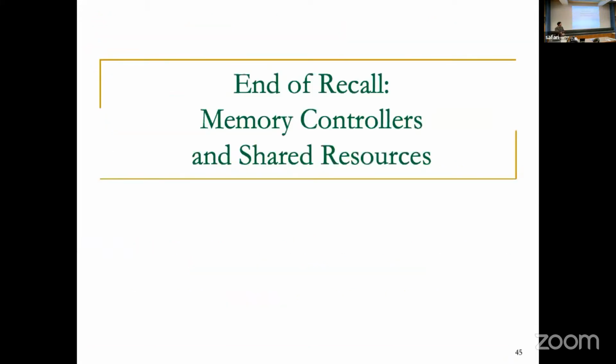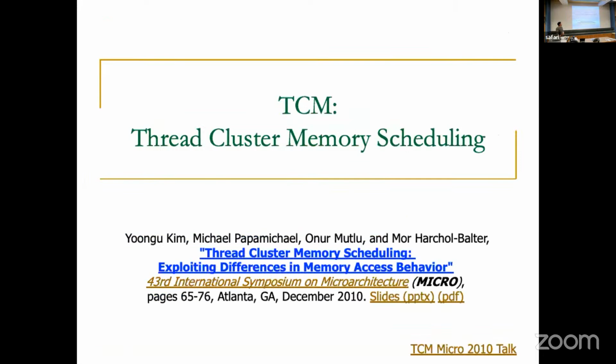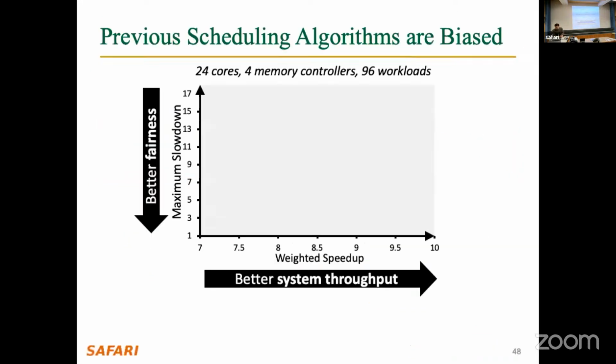So this is basically the end of our summary for the previous lecture. And now we're going to look at more of these techniques. So we'll start with some more prioritization techniques, and then we will go into data mapping. I'll give one example of data mapping to reduce interference, and source throttling to reduce interference. So we'll continue with thread cluster memory scheduling. This is a new technique.